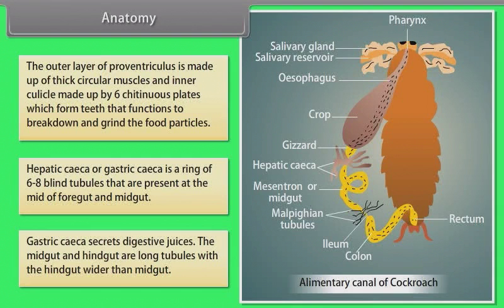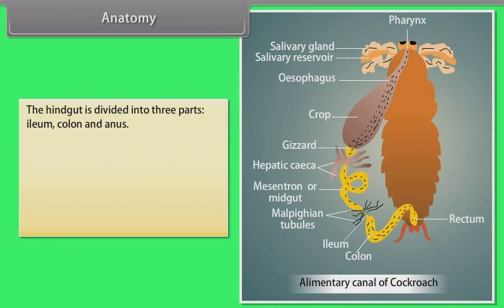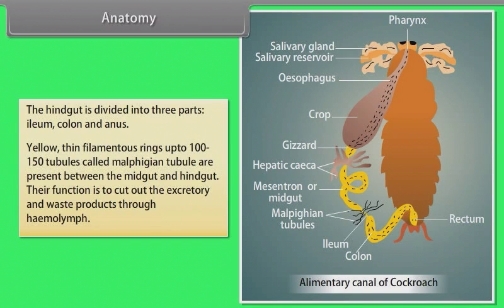The midgut and hindgut are long tubules, with the hindgut wider than the midgut. The hindgut is divided into 3 parts: ileum, colon, and rectum. Yellow, thin filamentous rings of 100 to 150 tubules called Malpighian tubules are present between the midgut and hindgut. Their function is to cut out the excretory and waste products through hemolymph.